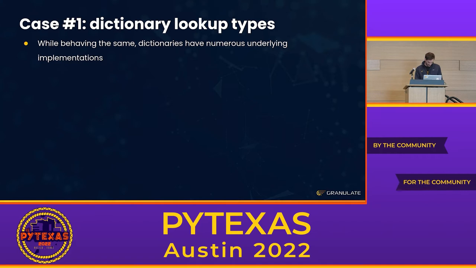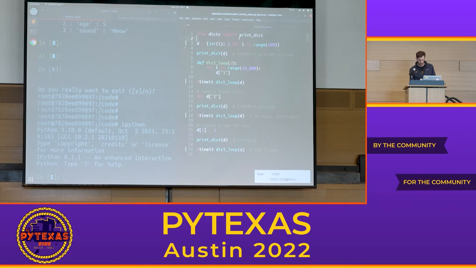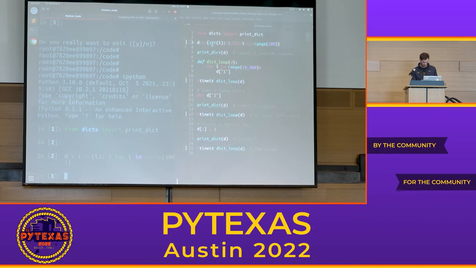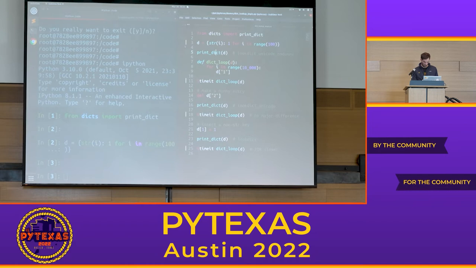So, I have prepared here a demo which displays the speed effect of dictionary lookups depending on the key types that we are using. For that, I have written a utility library, the code of which will be shared later, to display the internal attributes of a dictionary, those not exposed to us at the Python level. So I will create a small dictionary with some string keys mapping to integers. And we can use this function to print information about the dict.